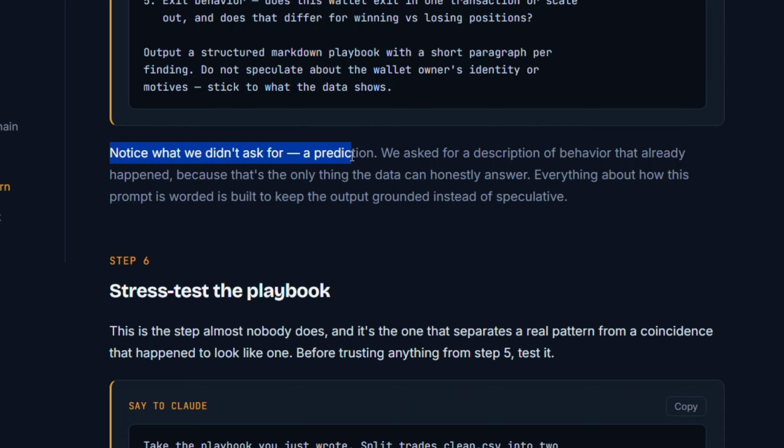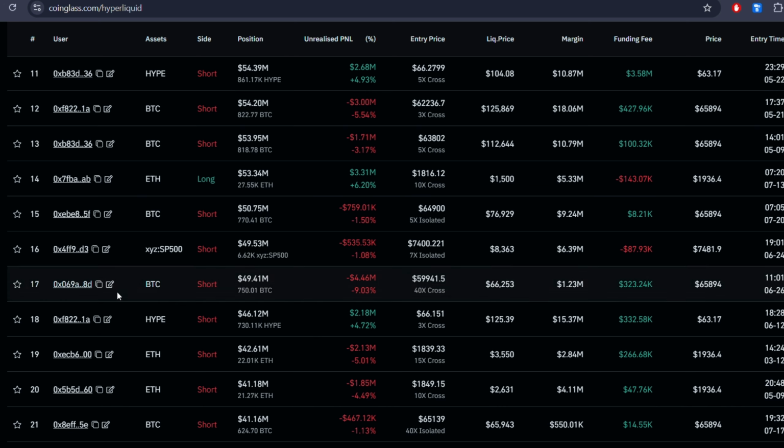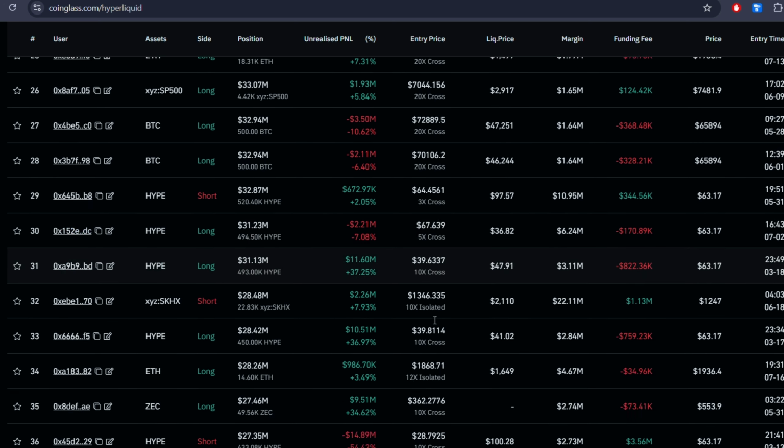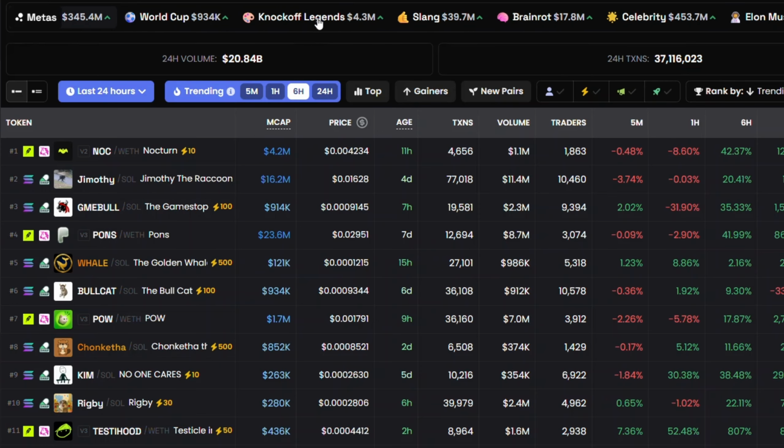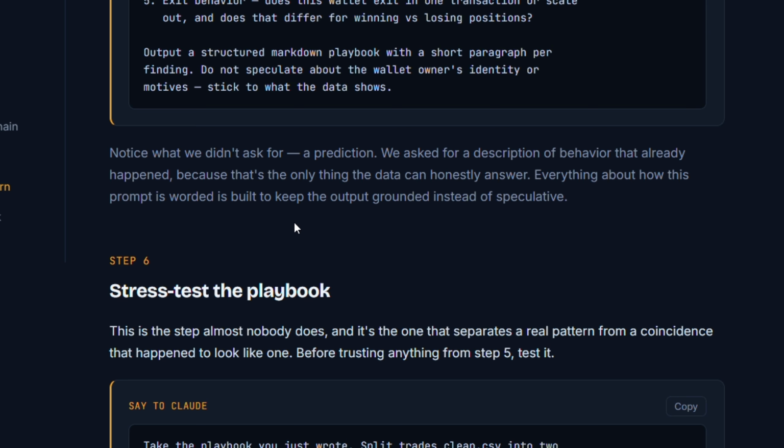Notice what we didn't ask for. We didn't ask, will this wallet win its next trade? We didn't ask for a prediction at all. We asked for a description of behavior that already happened because that's the only thing the data can actually answer honestly. The moment you ask an AI model to predict the future off a spreadsheet, you've left research and walked into wishful thinking. Everything about how this prompt is worded is built to keep you on the right side of that line.